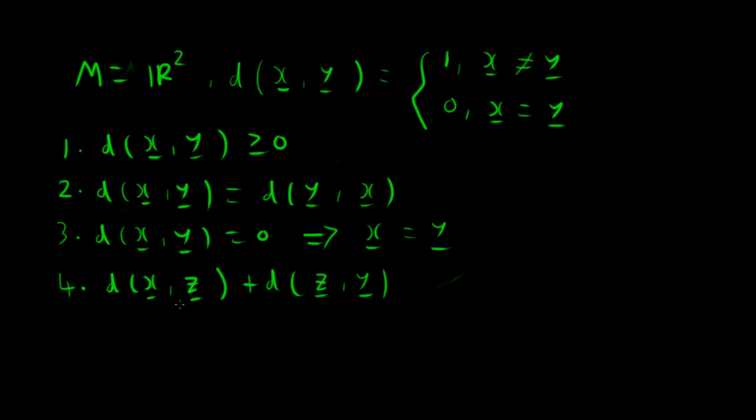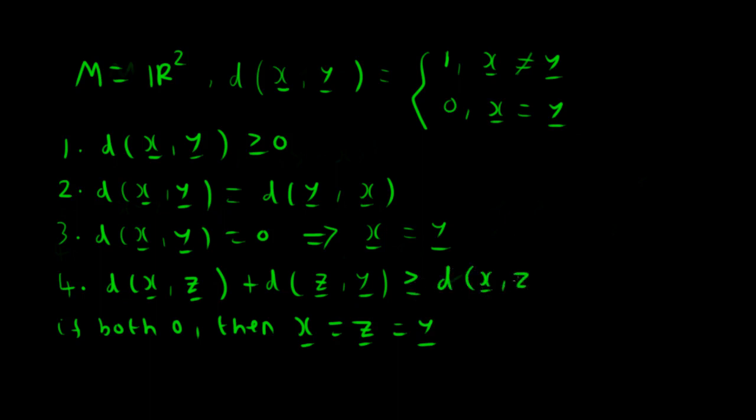The only other thing is if they're both 0. If they're both 0, then certainly x is equal to z is equal to y. Because if this one is 0, we have x is equal to z, and if this one is 0, we have z is equal to y. So altogether we get x is equal to y, and then that tells us that the distance from x to y is 0, because x is equal to y. So in all cases this will be greater than or equal than the distance from x to z.